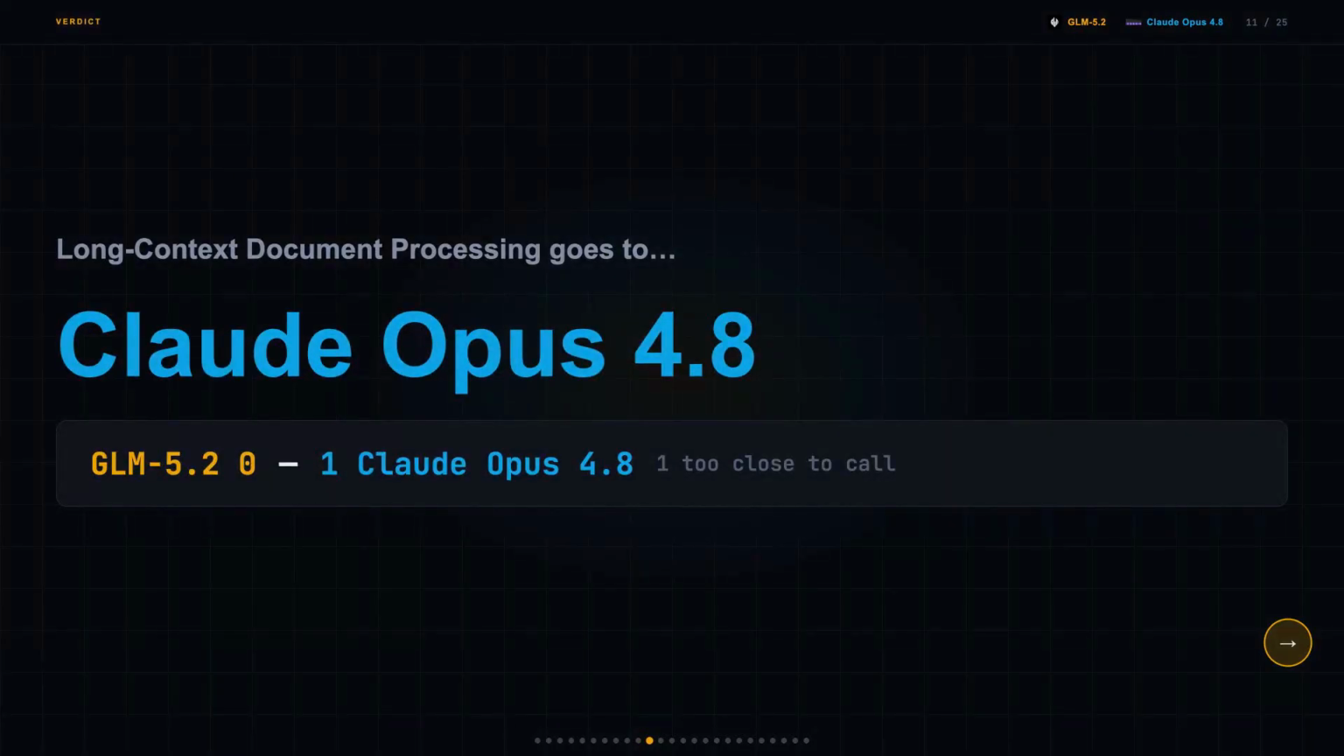I was expecting a bigger gap given the price difference, but honestly 3 to 4 percentage points is it, and Opus wins because it's consistently more accurate on retrieval across both context lengths. Score is now GLM 5.2 0, Claude Opus 4.8 1 with one tied.